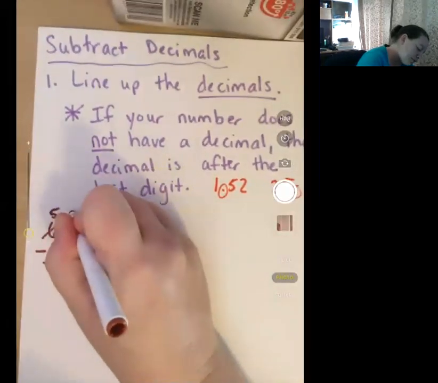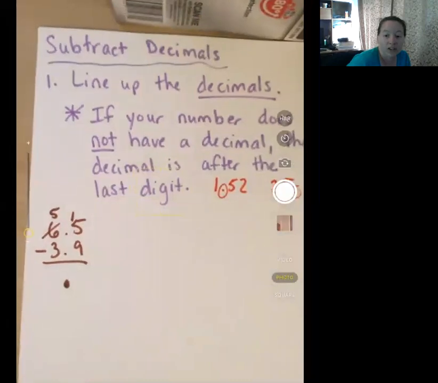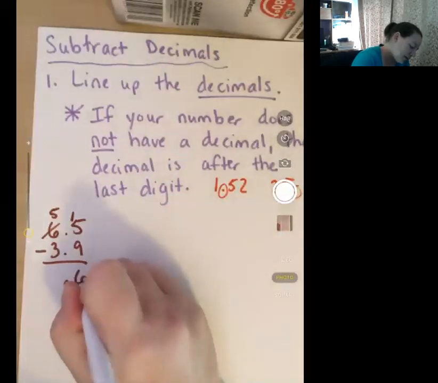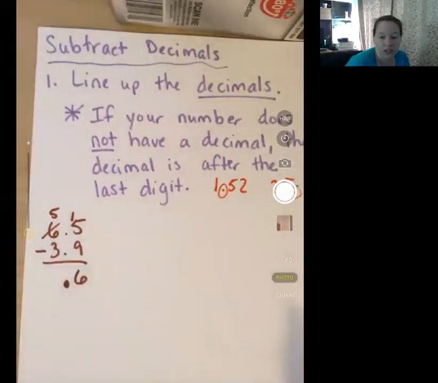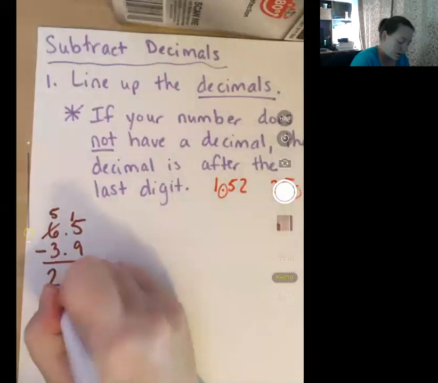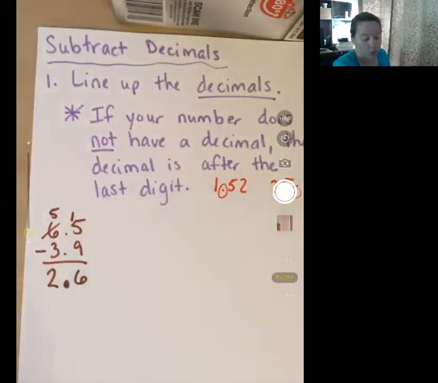That 6 becomes a 5. I'm going to put a 1 there so that 5 can become a 15. 15 minus 9 is 6. And 5 minus 3 is 2. That's all that we're doing. It is 2 6/10.